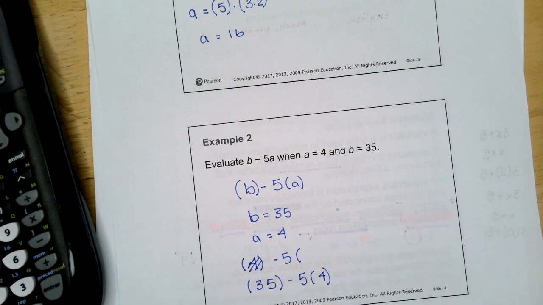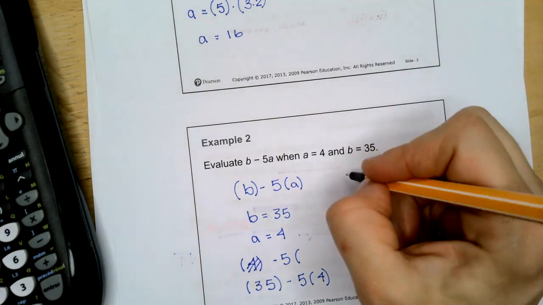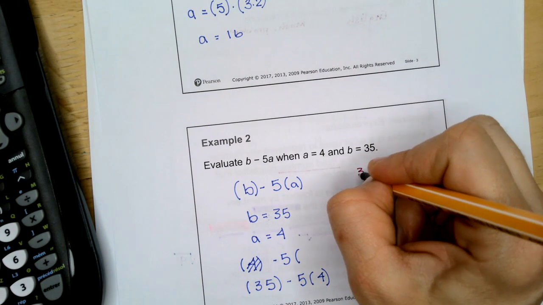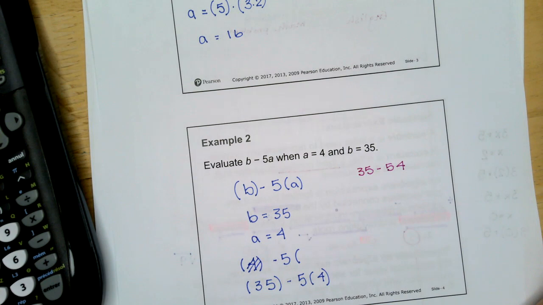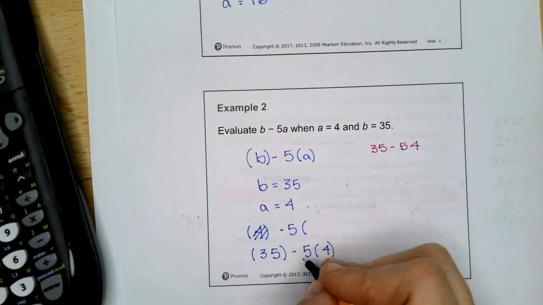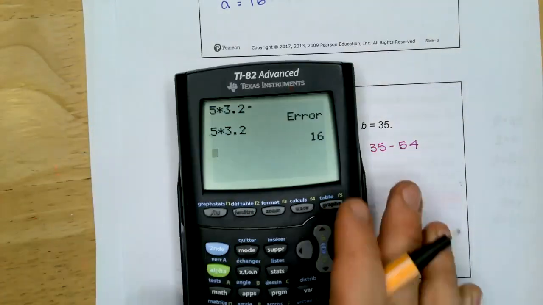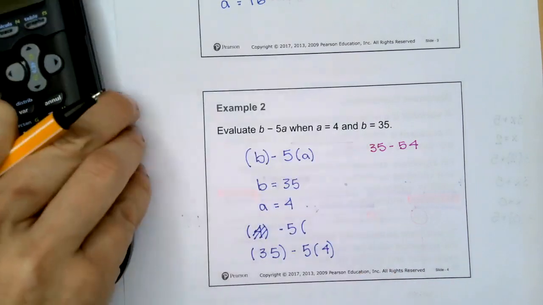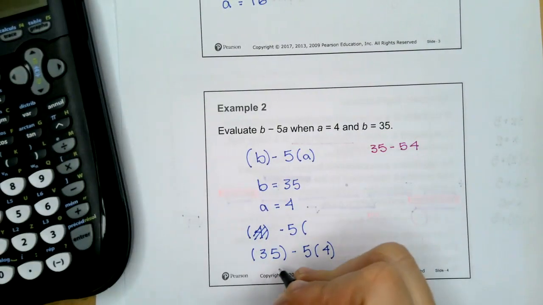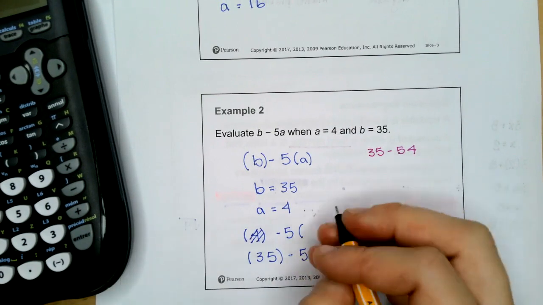Okay. Without the parentheses, possibly, we could say 35 minus 5, 4. It's not 35 minus 54, right? It's 35 minus 5 times 4. 5, 4 just looks like 5, 4 in the calculator, but it knows to multiply. That's why I like the parentheses. So we're doing 35 minus 5 times 4 is 20, right?